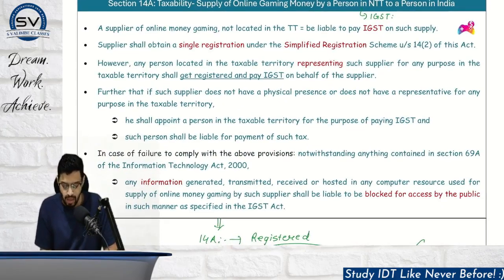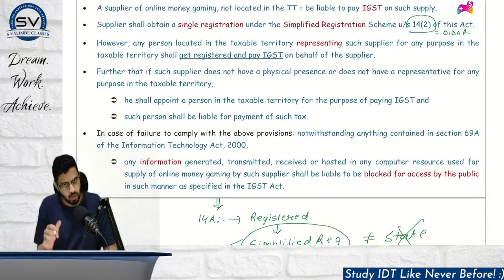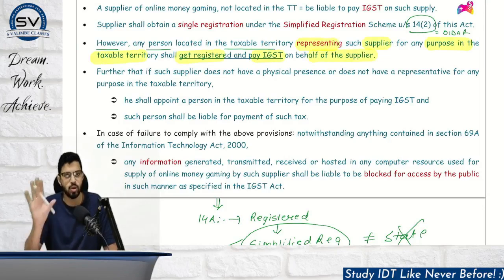Now let's see. Supplier of online money gaming not in taxable territory. If he is providing online money gaming, he is liable to pay IGST. Supplier shall obtain single registration under simplified registration scheme under 14.2. The one we talked about was OIDAR. In OIDAR also similar provisions exist, simplified registration. So same provisions have been made applicable to this person. However, any person located in taxable territory representing such supplier for any purpose in taxable territory shall get registered and pay IGST on his behalf.